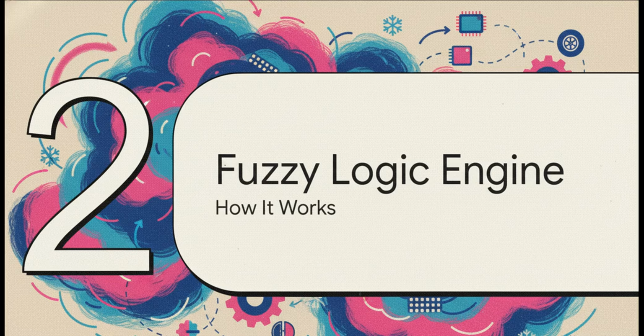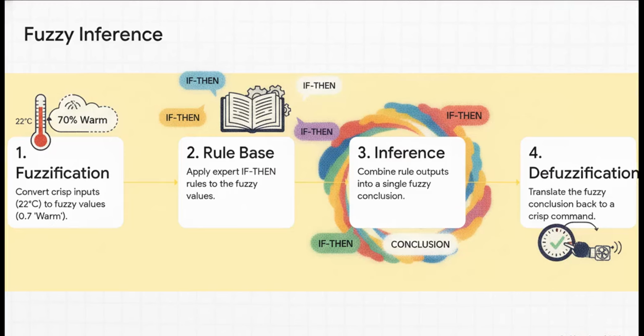But how does a machine, like your smart air conditioner or your car's anti-lock brakes, actually use this to make smart decisions? Well, the whole process is run by what's called a Fuzzy Inference System, or a fuzzy logic engine. This system basically mimics human reasoning in 4 key steps.